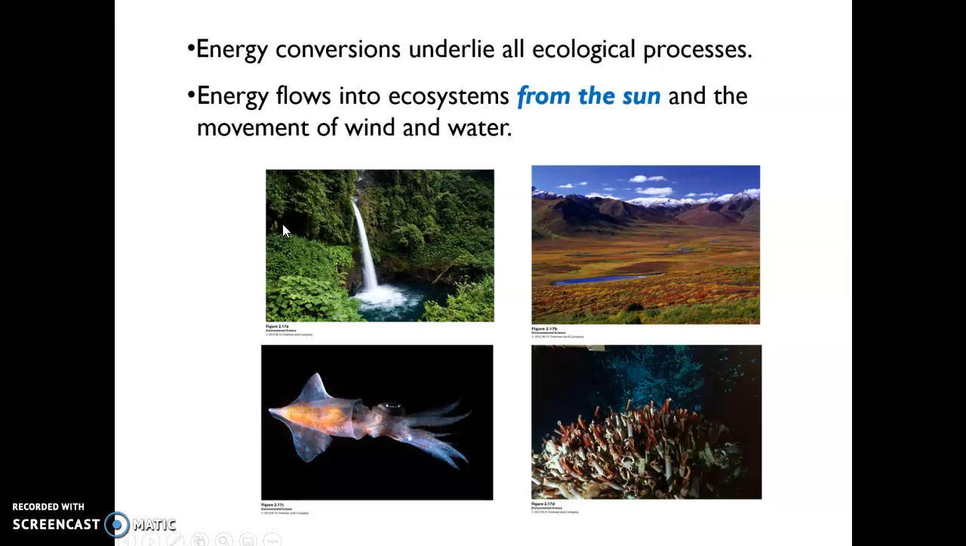Okay, last, connecting energy conversions to ecological processes. Energy flows into ecosystems, typically coming from the sun, which makes the wind and water move. So we have examples of waterfalls, we have an example of tundra. We have a deep ocean vent here, which is heating some water and allowing for more biological life. And we have some other energy flows, such as chemo.